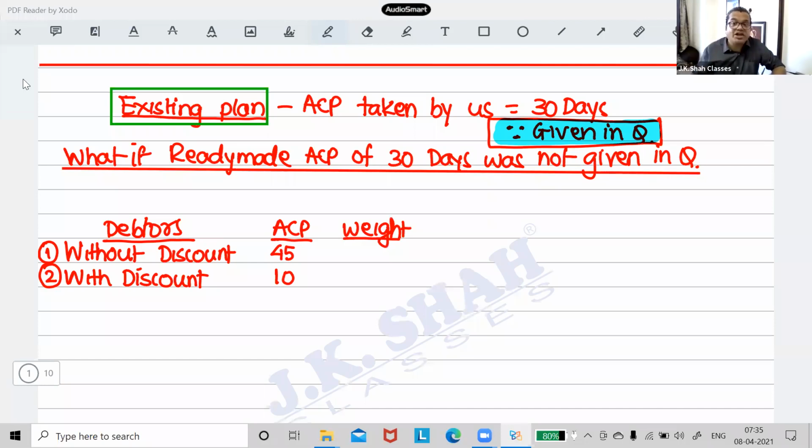How many without discount in percentage? Now 50% will come into role. It is told in the question that 50% of people are going for discount in the existing plan. That means 50% are going without discount also. So what will be the weight? That is 0.5, and the other is also 0.5.